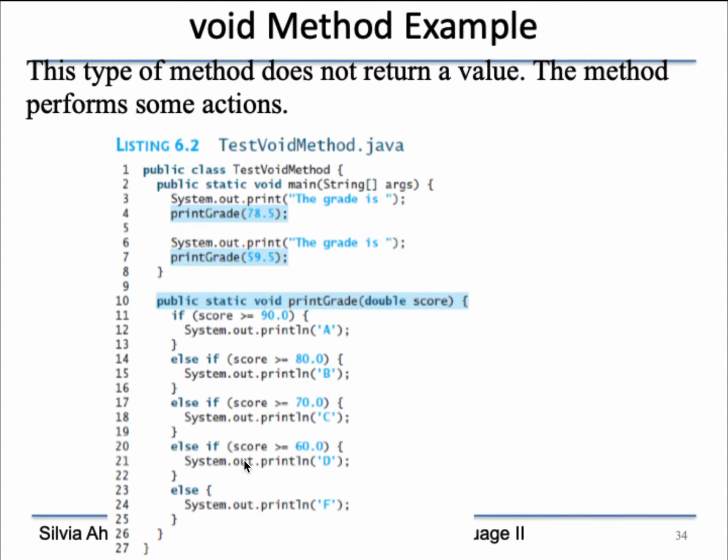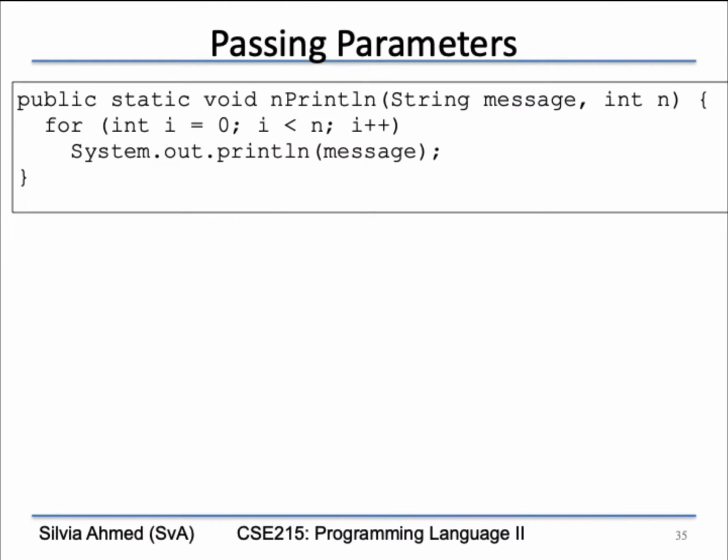Since it does not return anything, when we call this printGrade method, we don't need to assign the output anywhere. So we simply have it like this inside our main method. We print the grade is, and then we call this printGrade method with our score, whatever score it is. So this is an example of a void method.